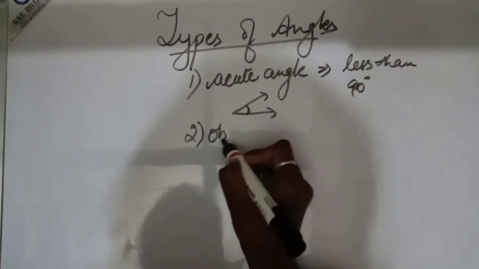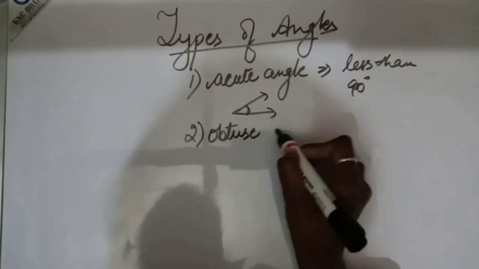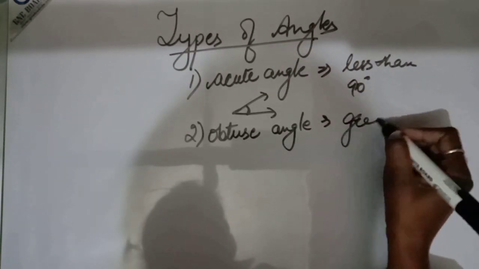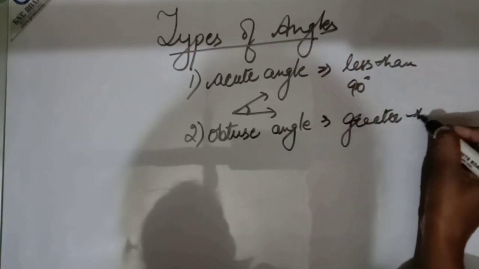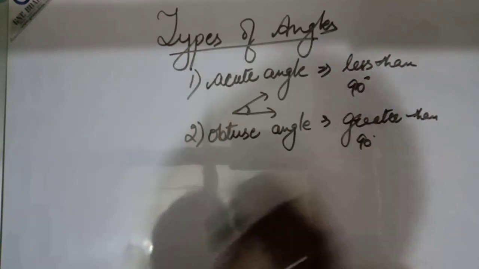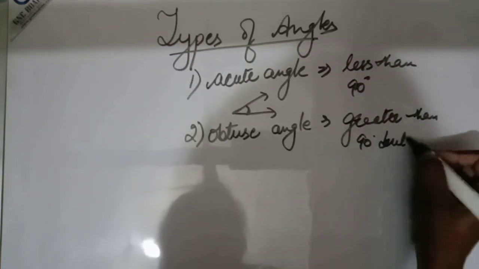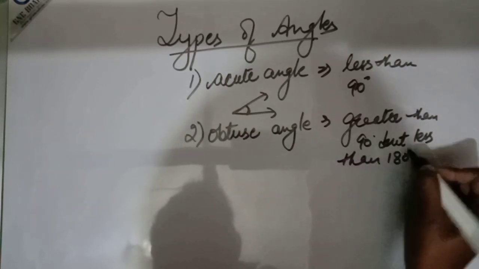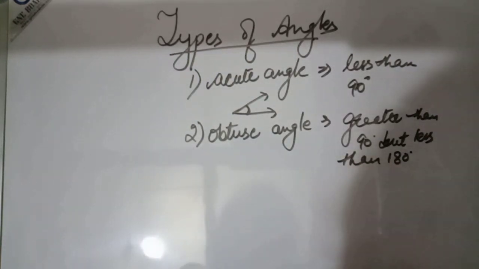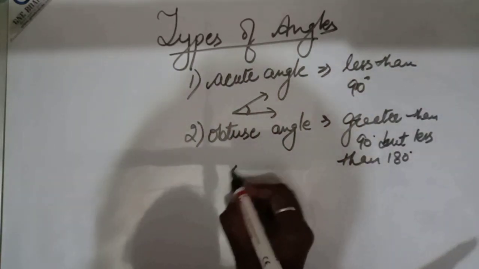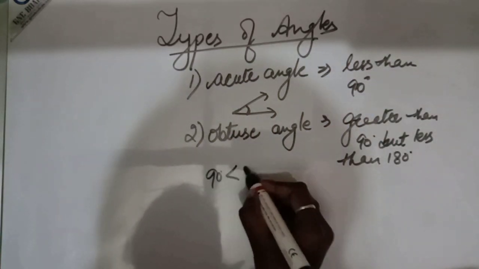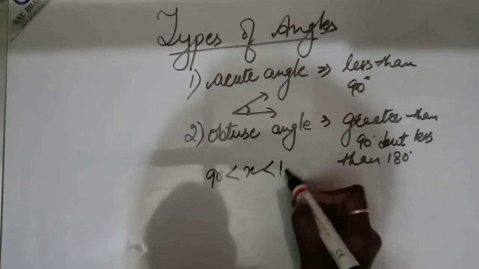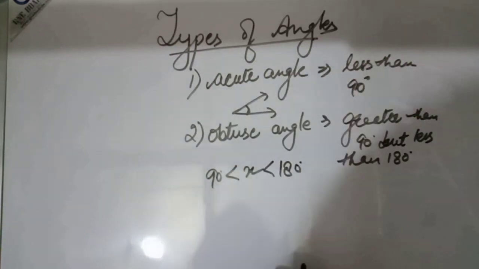Second is the obtuse angle. Angles greater than 90 degrees but less than 180 degrees. If we consider any angle x, angles greater than 90 degrees but less than 180 degrees are called obtuse angles.